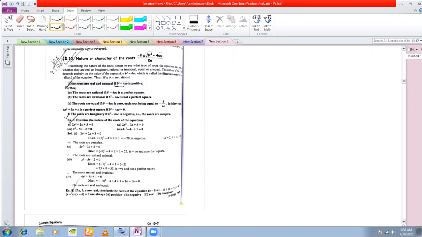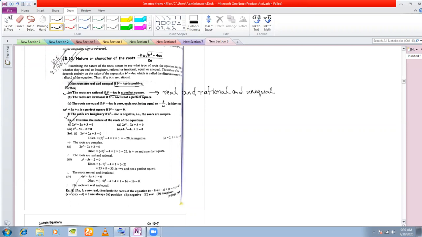If b square minus 4ac is positive, that is, if the discriminant is positive, then the following are the cases. The first case: if b square minus 4ac is positive, and also if b square minus 4ac is a perfect square, then we say that the roots are real and rational. Sometimes we also say unequal.